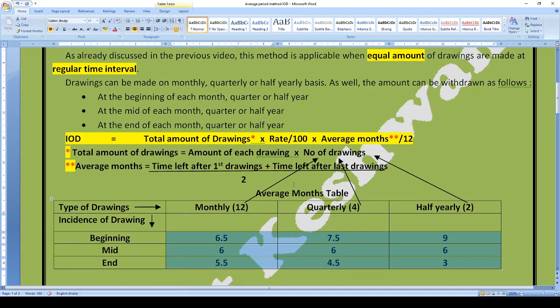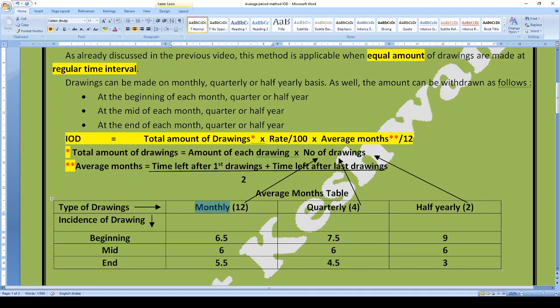So what will be the tips and tricks? Keep in mind the number of drawings. As mentioned, the total amount of drawings is to be taken. Now what is the total amount of drawings? You have to multiply the amount of each drawing by the number of drawings. In case of monthly drawings, there are 12 drawings during the year. When a partner withdraws on a monthly basis, he may withdraw 12 times in a year. So what will be the total amount of drawings?